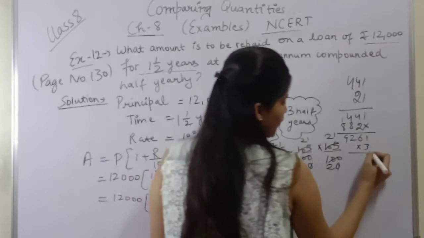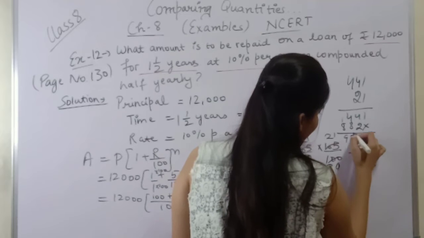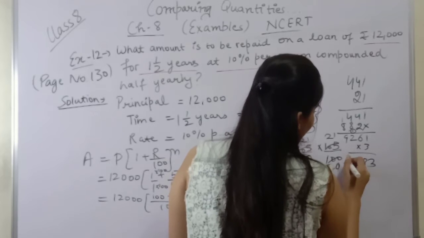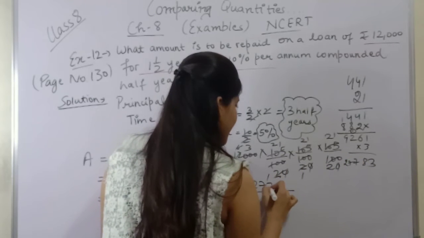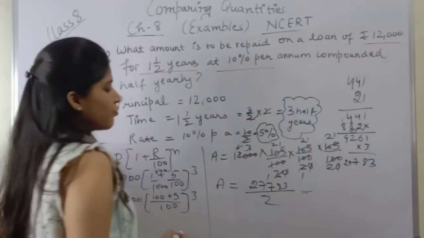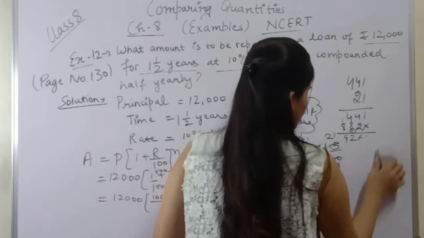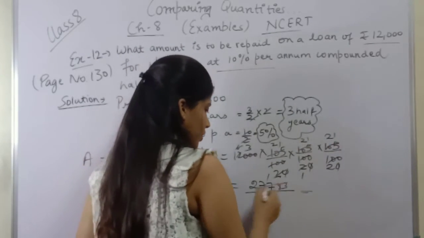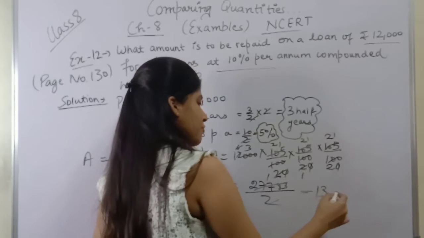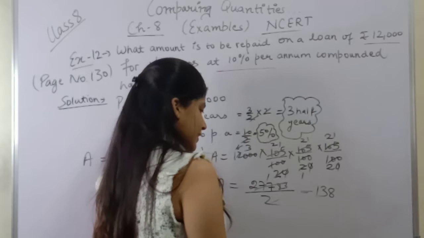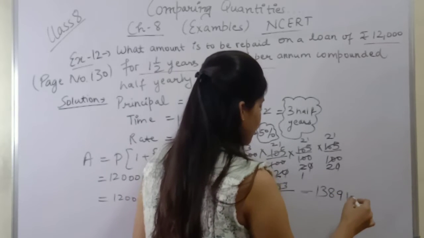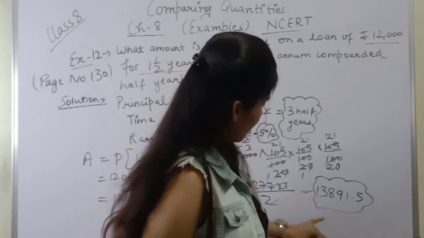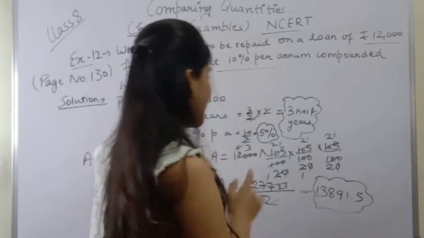So basically now we multiply this into 3. 3 1s are 3, 3 6s are 18, 1 carry, 3 2s are 6 plus 1 is 7, and 9 3s are 27. So we have 27783 divided by 2. Okay, so now 27783 divided by 2: 2 1s are 2, 2 3s are 6, 2 8s are 16, 2 9s are 18, 2 1s are 2.5. So we have the amount 13891.5. Yes, this is the amount.